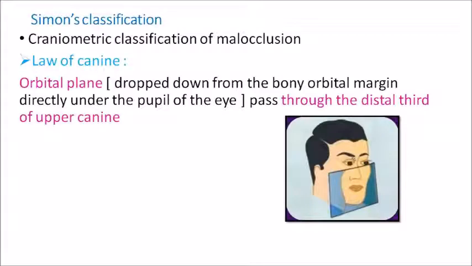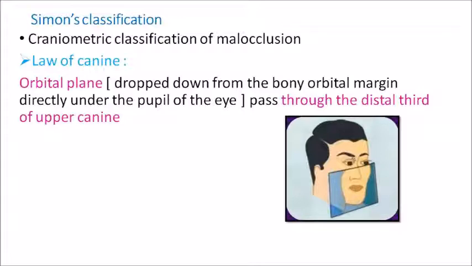So we have seen Angle's classification of malocclusions, Dewey's modification to it, and Lischer's classification of malocclusion. He has given new terminologies to Angle's classification of malocclusions. Now we will be discussing Simon's classification of malocclusion. This is one craniometric classification of malocclusions. So please remember, if they ask you which classification of malocclusion is a craniometric one, then it is Simon's classification of malocclusion.